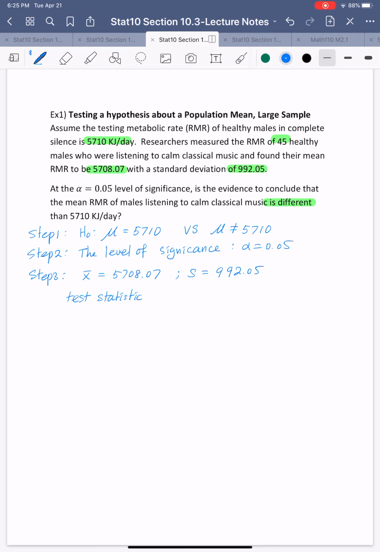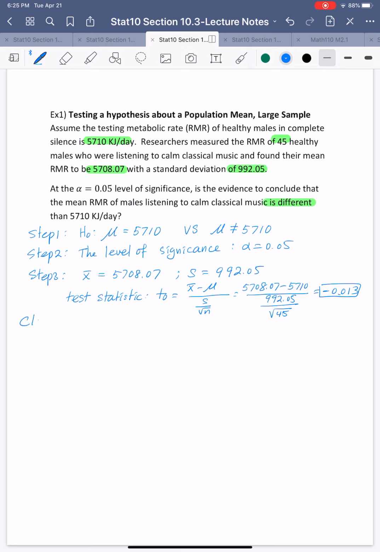So the test statistic, t sub 0, has the formula x bar minus mu over s over square root of n. Plug it in. X bar is 5,708.07, subtract 5,710, over 992.05 divided by square root of 45. There are 45 males, right? It becomes negative 0.013. So this is what we need to keep for later.